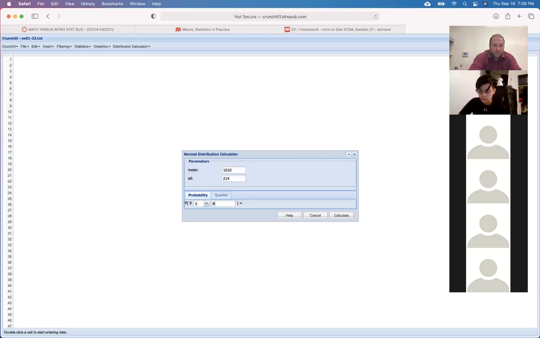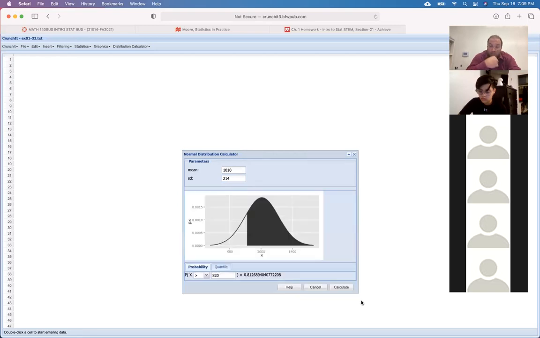And for probability, which X value do we want it to compute the probability for? 820. And do we want it to be less than that or greater than that? Greater than that. And then we calculate. And not only does it give us the value that we got from the calculator to a lot more decimals, but it also gives us a nice little picture to make sure that we're looking at the right thing. Does that make sense?